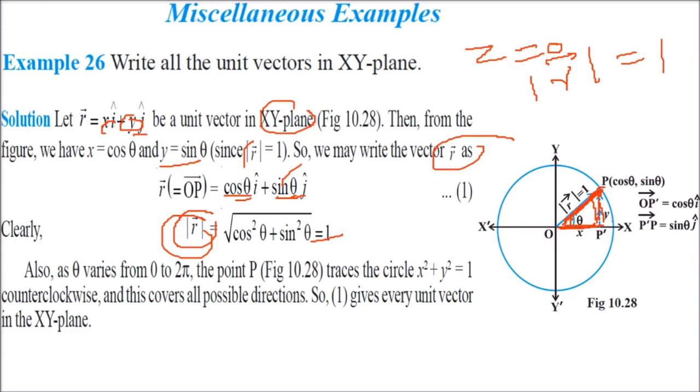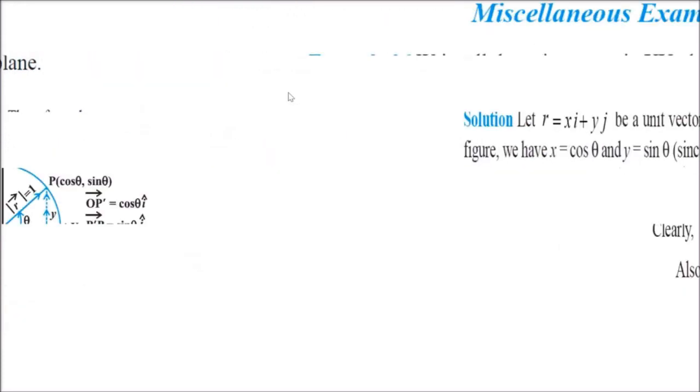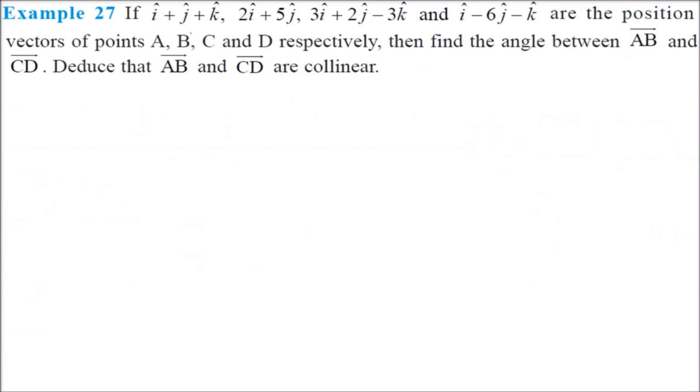One more important thing here is, since theta starts from 0, it goes up to 360, so 0 to 2 pi. So this point P, which is an imaginary point we are taking, is tracing a circle counterclockwise. And these are all the possible directions which it is covering.